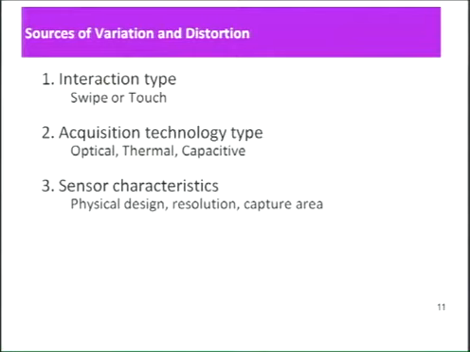Then you have the acquisition technology type, like I talked about: optical, thermal, capacitive. These all introduce their own distortions and variations in the resulting sample. And then you have the sensor characteristics. What is the physical design of the sensor? What is the resolution of the resulting image? What kind of capture area does that particular fingerprint sensor have? These are all characteristics that will affect a person's ability to interact with the fingerprint sensor.